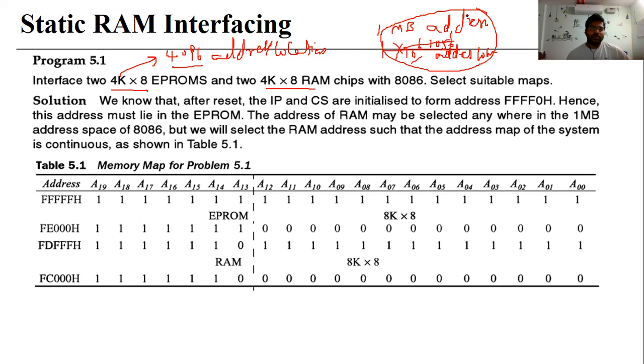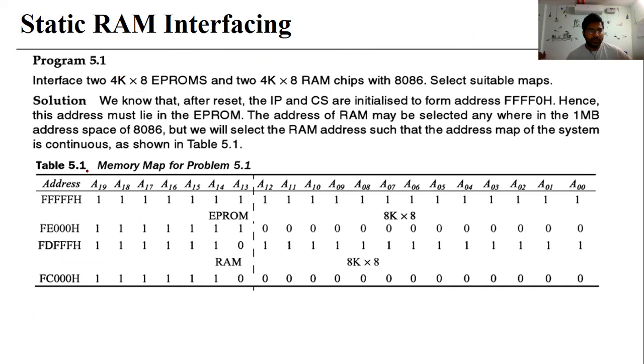That is the meaning of 4K. 4K memory size means about 4000 address locations are available. In each address location you will store 8-bit data. So 4K means 4000 address locations.